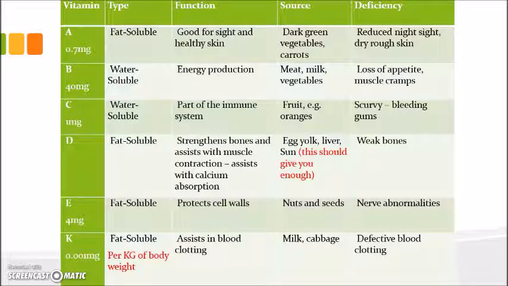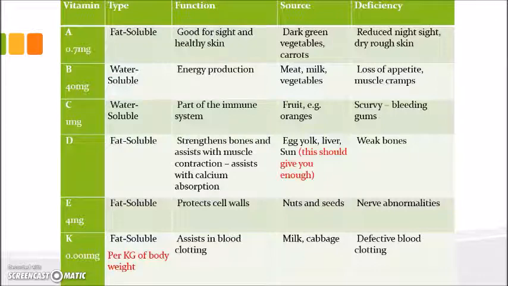So that strengthens bones and assists with muscle contraction. That's because it assists with calcium absorption. Calcium plays a massive role in muscle contraction, as shown in the sliding filament theory. Sources include egg yolks and liver. However, you don't actually need to intake this because it's known as the sunshine vitamin. Therefore, you should get enough just from sunlight.